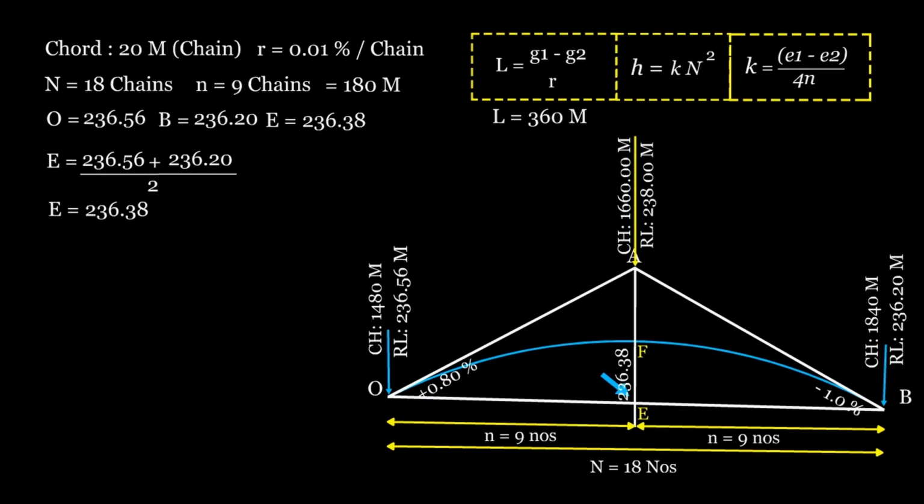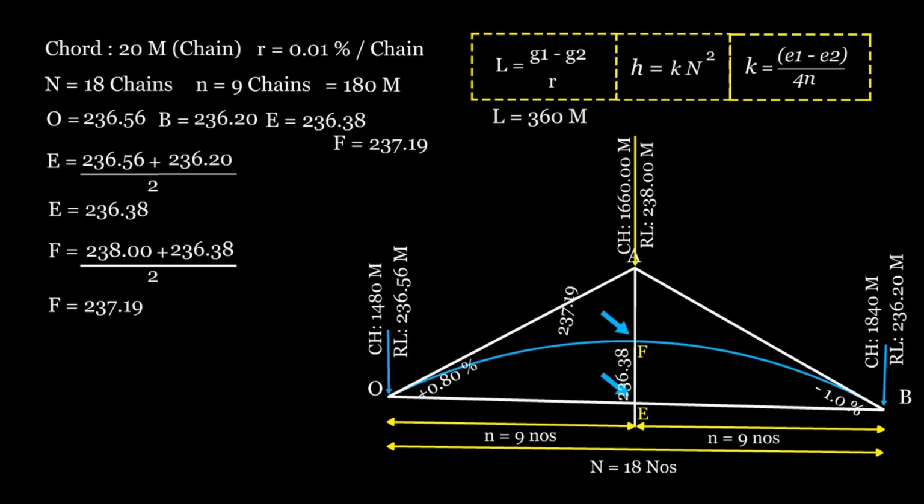Step 5. Calculate the value of point F. Point F is midway between points A and E, so RL of point F equals (RL of A plus RL of E) divided by 2. (238 + 236.38) divided by 2, which equals 237.19 meters.